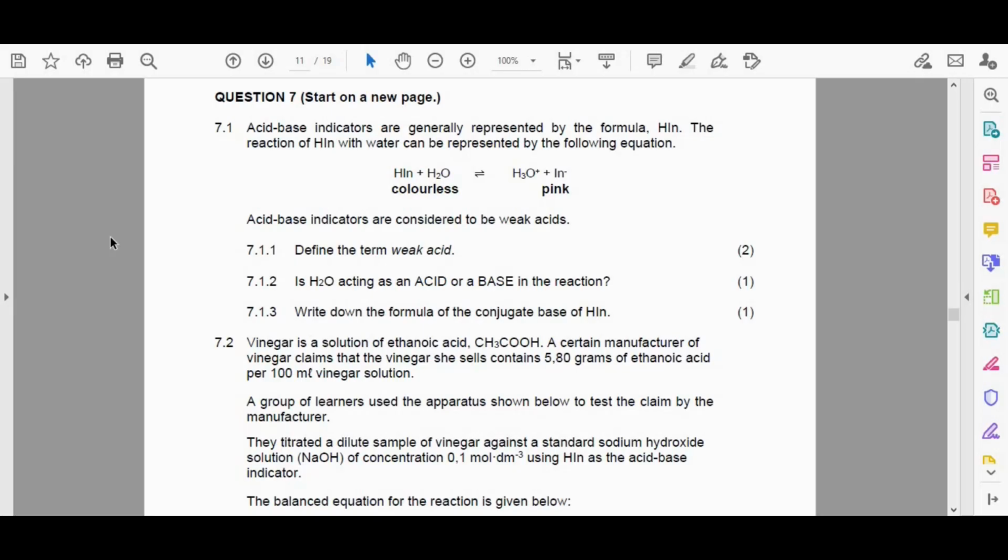G'day grade 12s, we're looking at question 7 of the EC September 2019 paper.